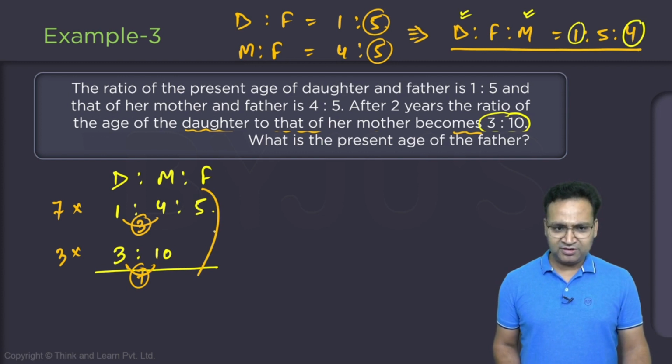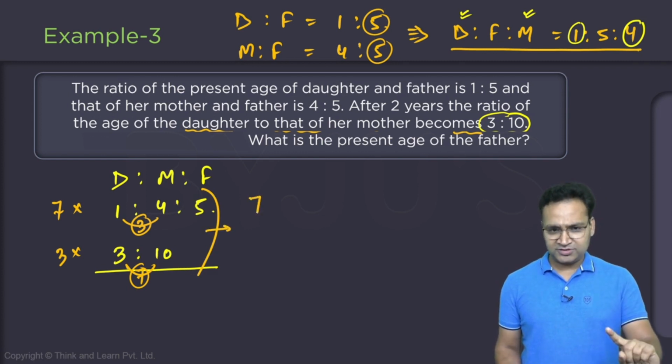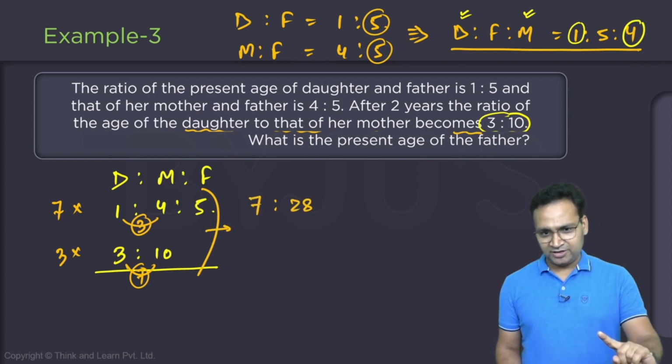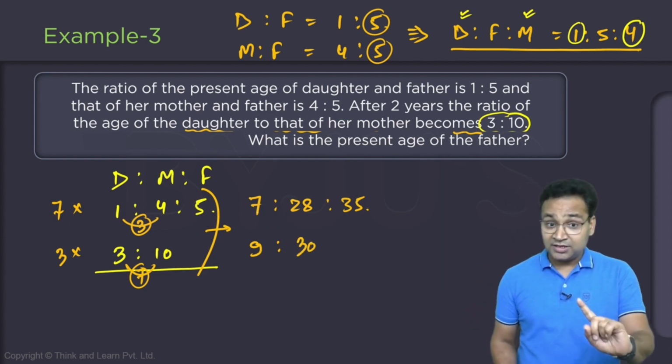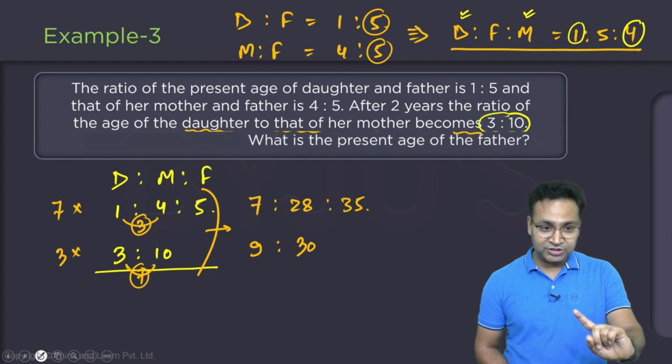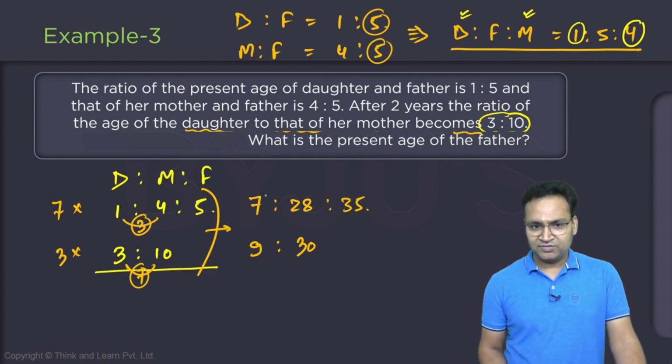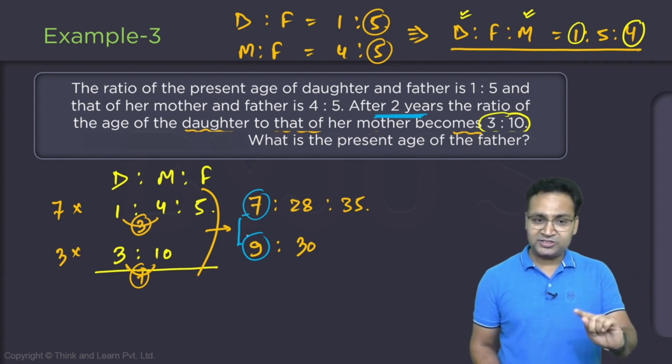So what is the modified ratios now? 7, 28 and 35. Clear? 3 3s are 9 and 30. Now see this, the actual comparison between the two ratios from the 7 and 9, the difference should have been 2 because it is saying after 2 years. And the best part is the difference is already 2.